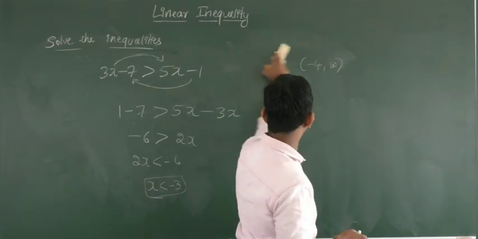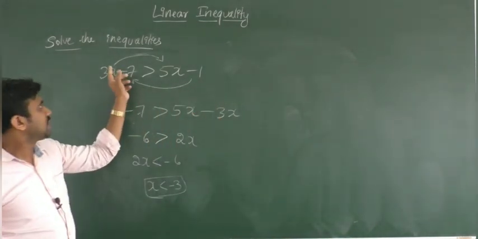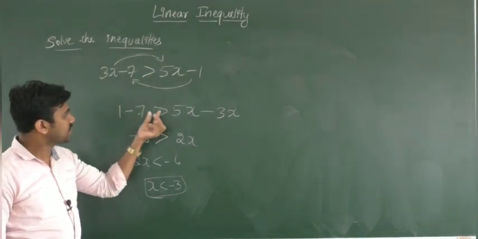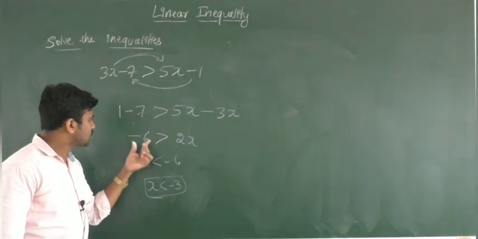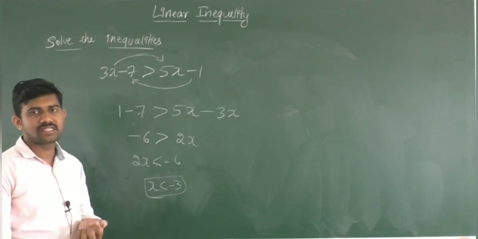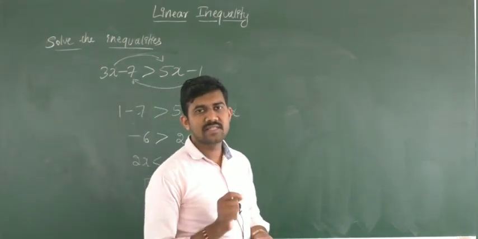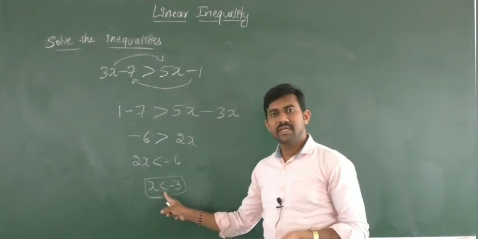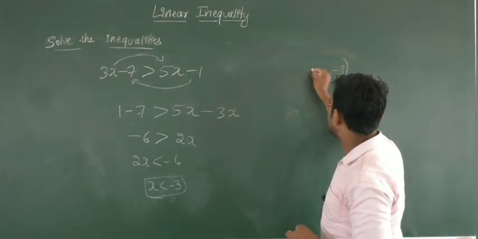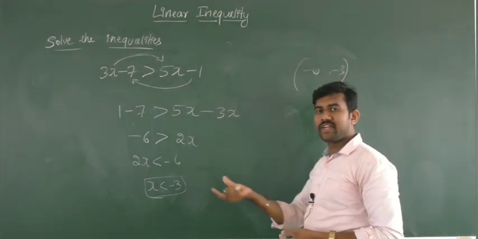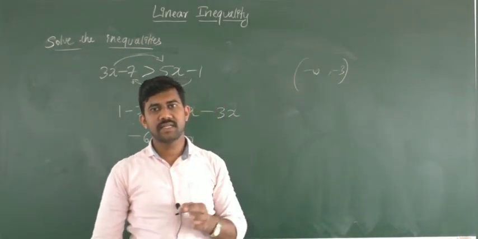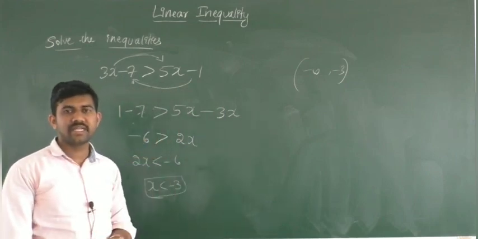So understood here. First, just bringing 3x to that side and minus 1 to this side. 1 minus 7 greater than 5x minus 3x. So minus 6 greater than 2x, 2x is less than minus 6, x is less than minus 3. So when x is a real number, what are the real numbers less than minus 3? That is minus infinity to minus 3, because x is strictly less than minus 3.